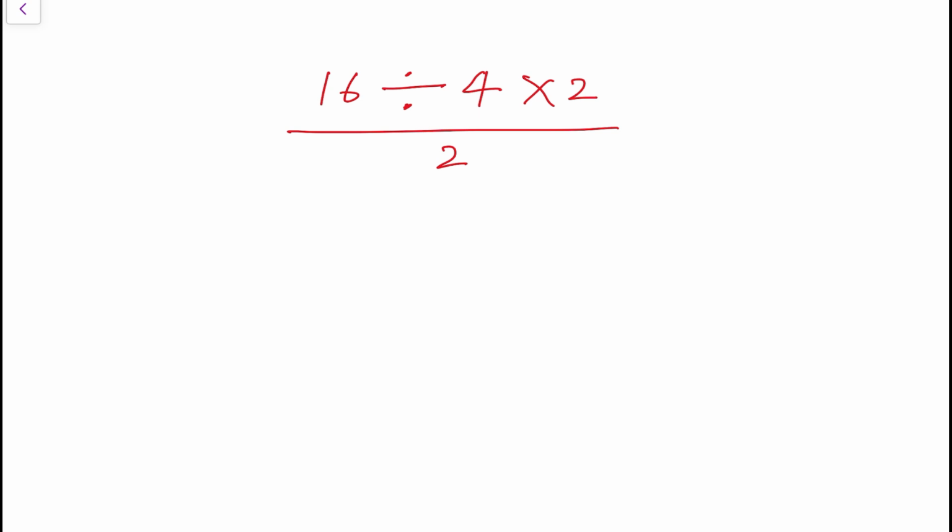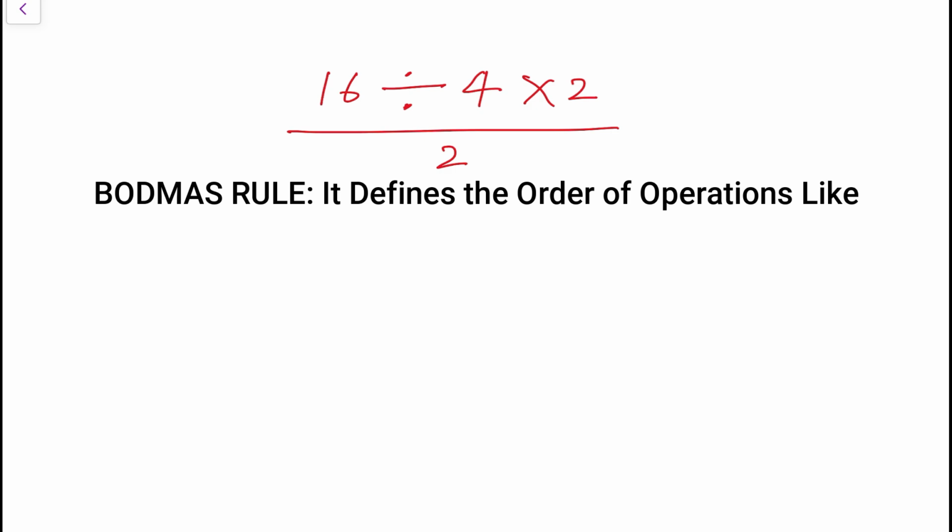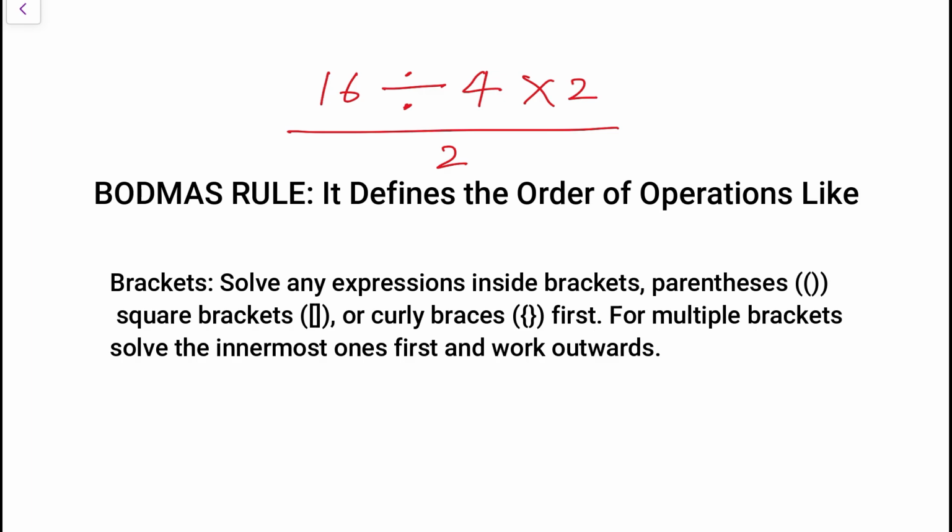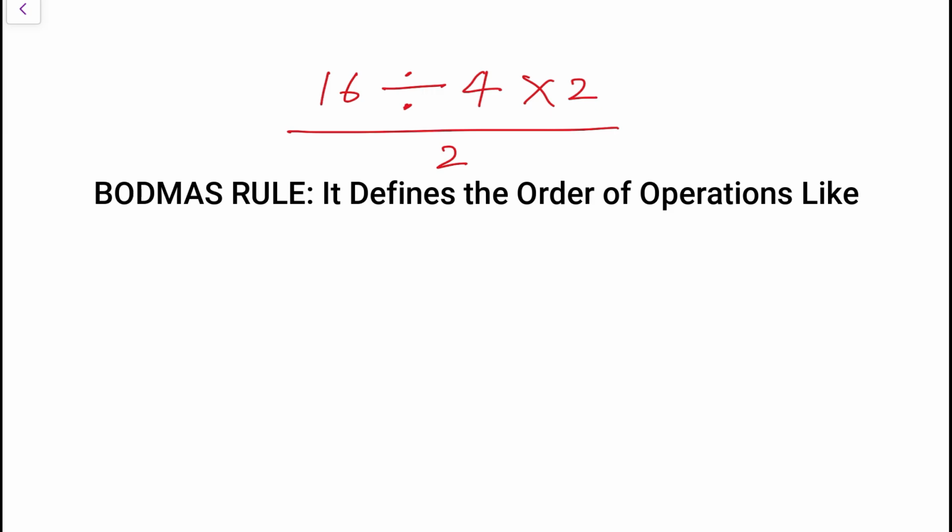Now according to the BODMAS rule, so what is the BODMAS rule? In BODMAS, B stands for brackets. It states that you solve an expression inside brackets, parentheses, square brackets, or curly brackets first. For multiple brackets, solve the innermost ones first and work outwards.